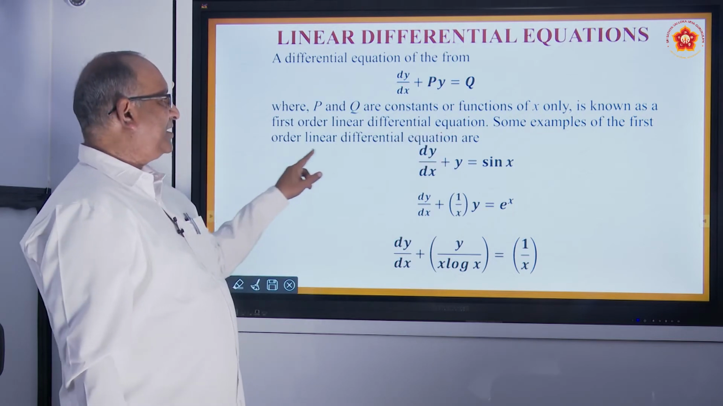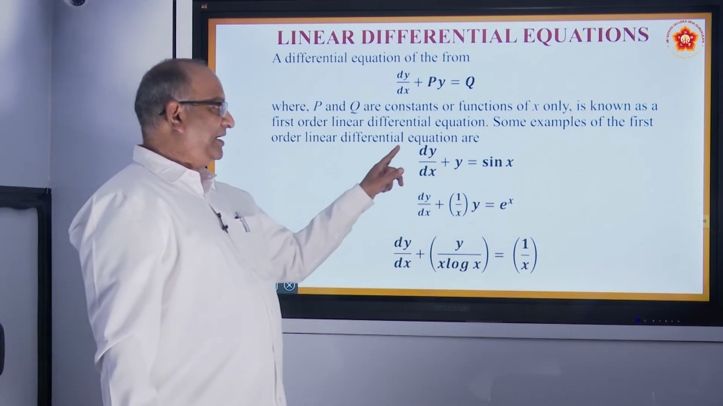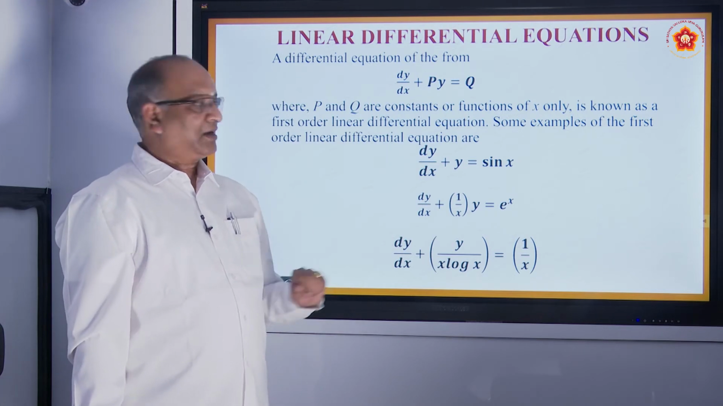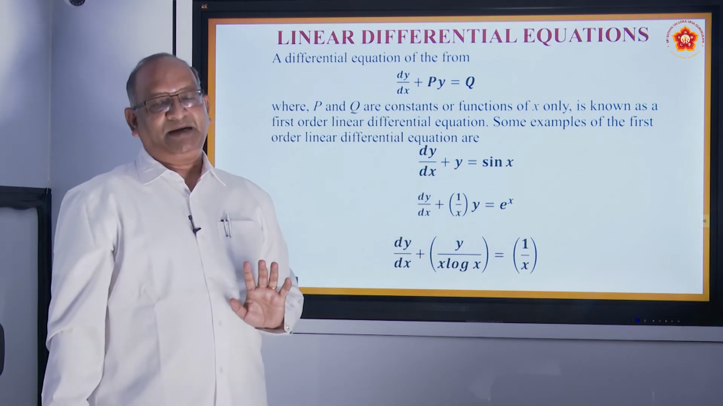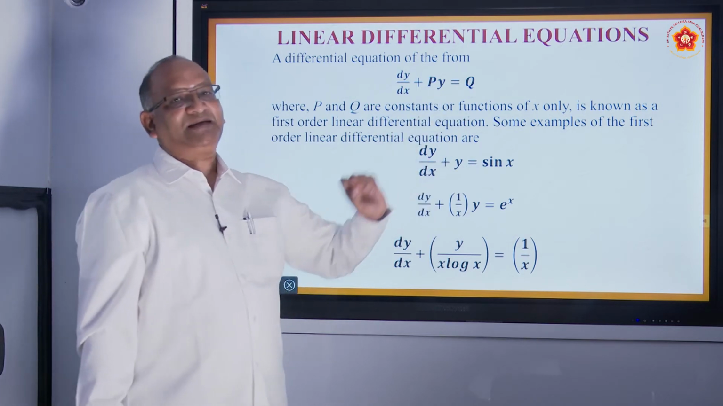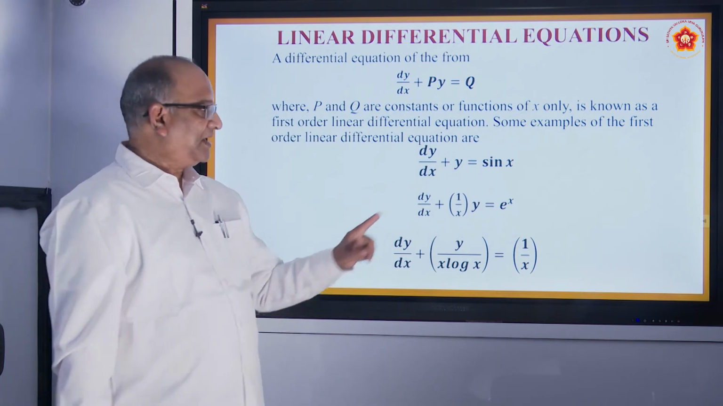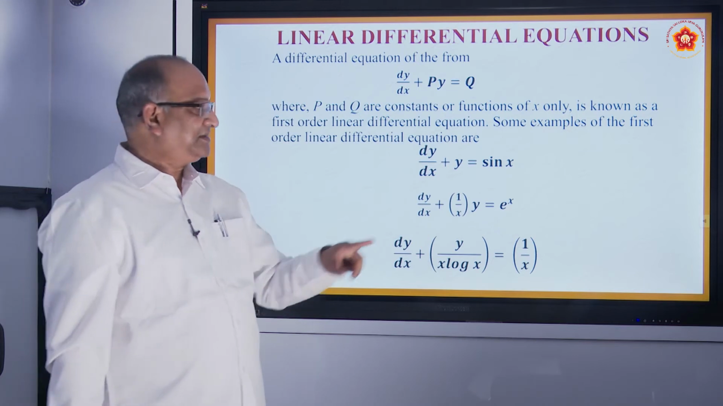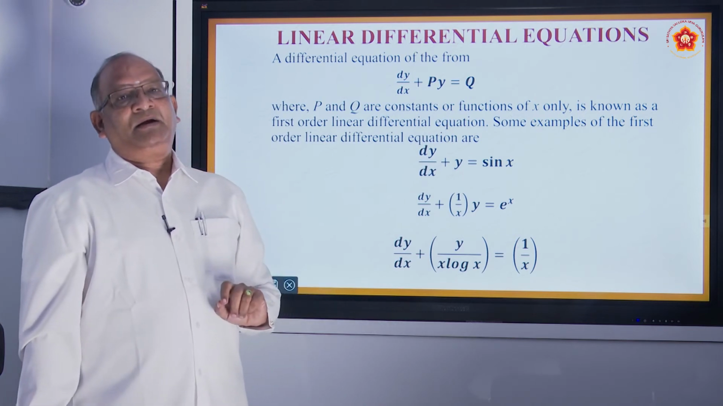Some examples of first order linear differential equations are given. Observe these equations carefully. dy by dx plus y equal to sin x. Can you identify p and q in this? Compare this with the standard form. dy by dx, instead of py we have got y. It means that p is 1. Equal to, instead of q we have got sin x. What was the condition? P and q should be either constants, for example p is a constant, p is 1, or they should be functions of x. You can see that q is sin x. So the first one is a linear equation.